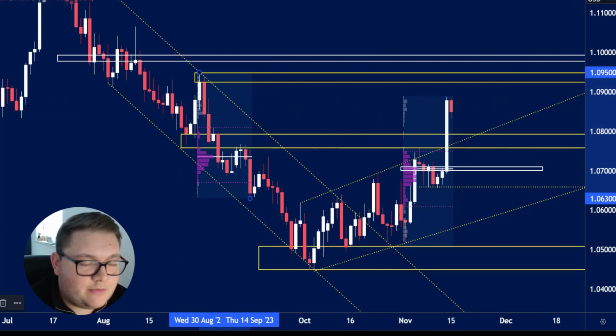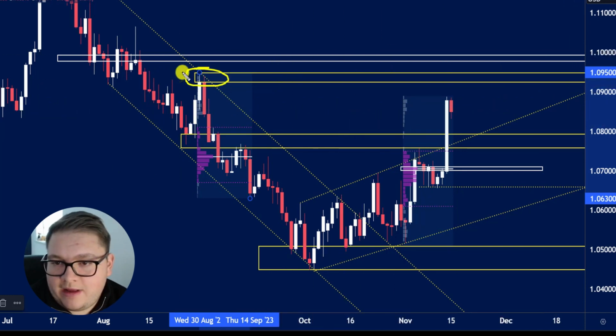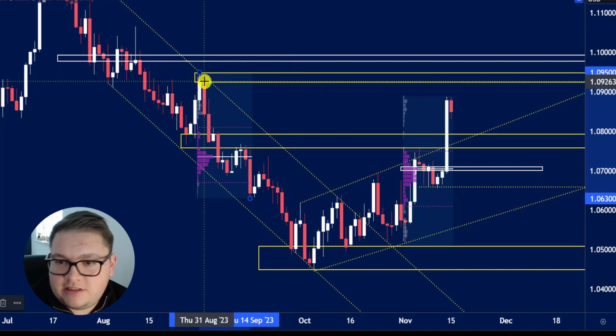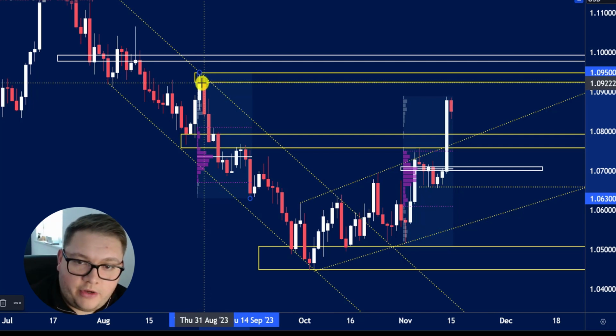From the upside perspective, where could we see price go to? Well, we have these swing highs here. These highs formed back on the 30th and 31st of August. That could be target levels for buyers at the moment.